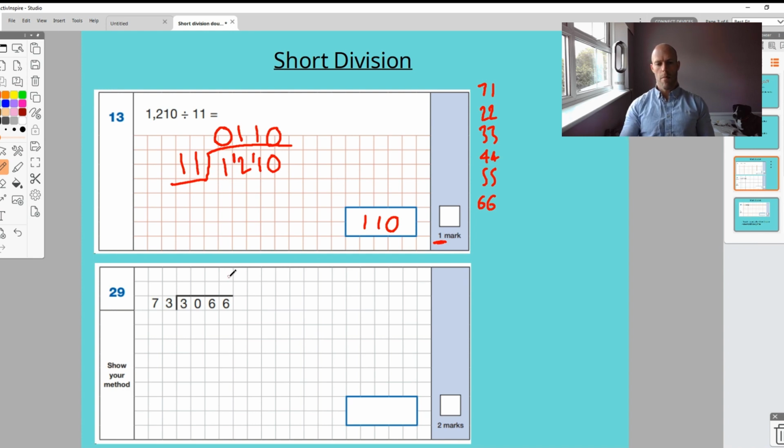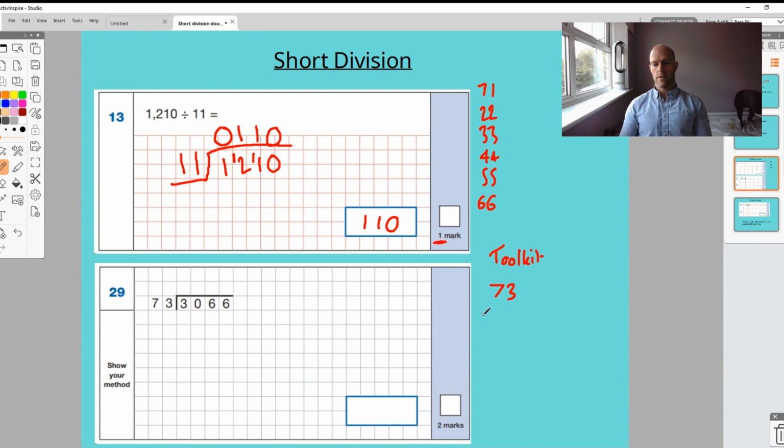Here is an example of a much more fussy one. So we have got 2 marks on the bottom there. It is 3,066 divided by 73. So the major work is going to be in building my toolkit. That's going to be the hard graft. So 73, I've basically got to write down my 73 times table.